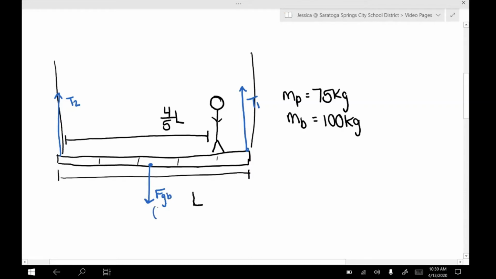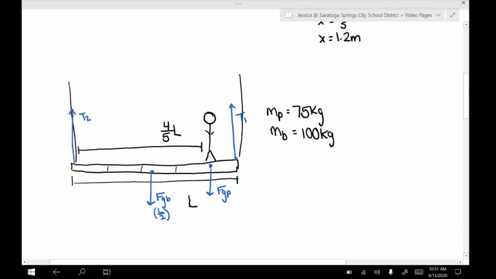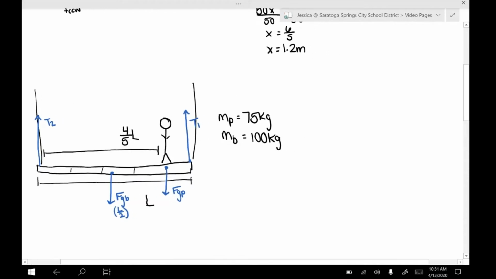And I'm going to remind myself that that's at a distance of L over 2. Okay. And then the person, remember, creates a downward force equal to their weight. And it looks like that is at a distance of 4/5 L. Okay. So I'm looking for the tensions.